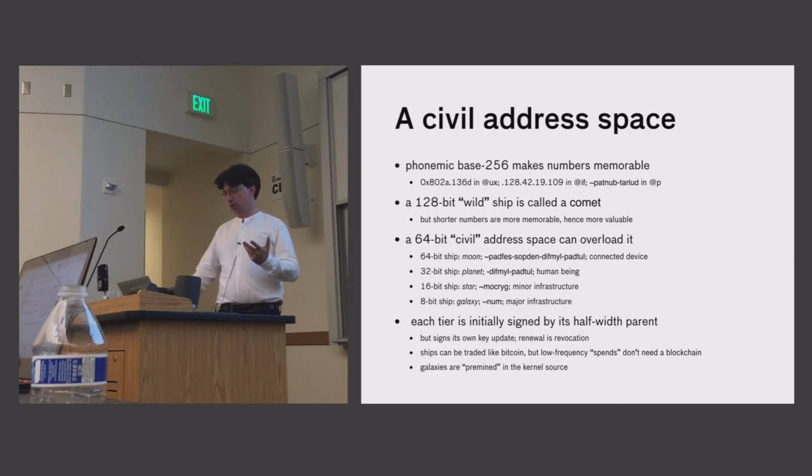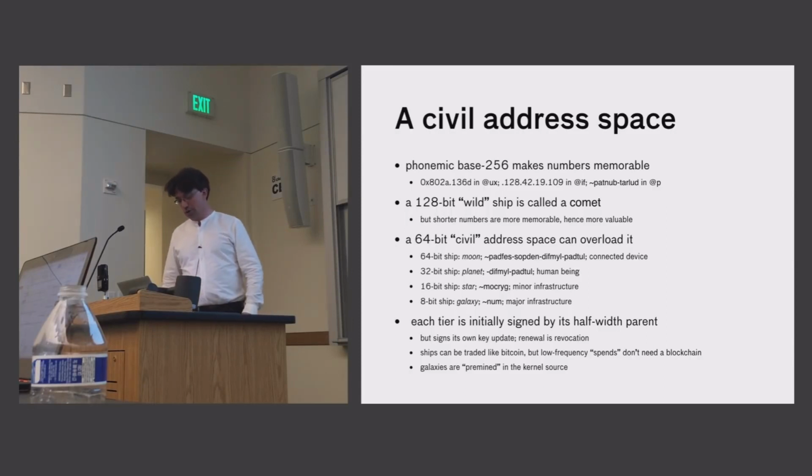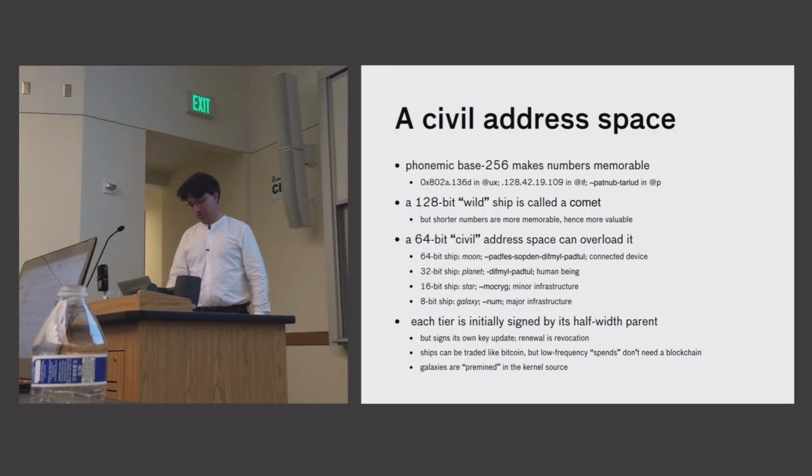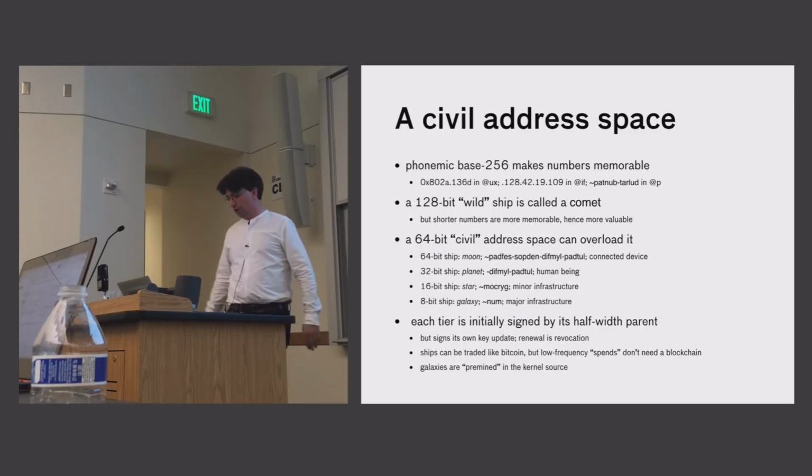The way it works is that a 64-bit chip, the initial key, is signed by its 32-bit parent, basically the half-width prefix. The 32-bit chip is signed by its 16-bit parent. The 16-bit chip, which is a star, is signed by its 8-bit parent. And the fingerprints of 8-bit galaxies are hard-coded in the kernel source. This is what we call pre-mined in the Bitcoin world.